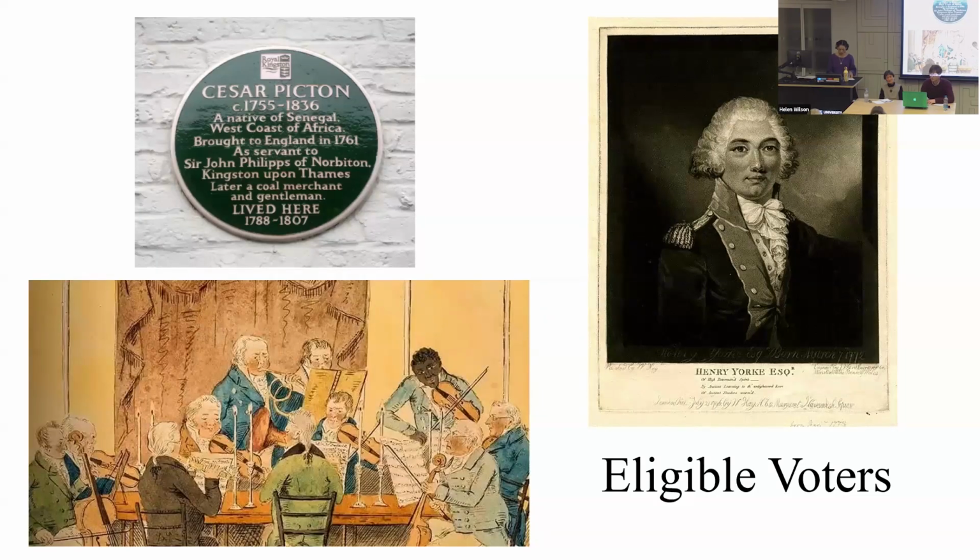He bought another property in Thames Ditton in 1816.